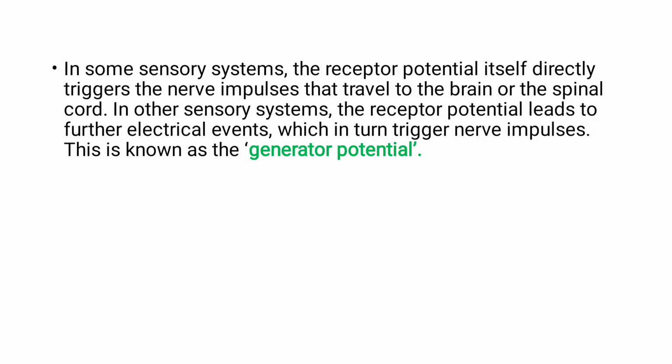In some sensory systems, the receptor potential itself directly triggers the nerve impulses that travel to the brain or the spinal cord. In other sensory systems, the receptor potential leads to further electrical events which in turn trigger nerve impulses. This is known as generator potential. See, in some sensory systems, the receptor potential acts directly on the nervous system, like the brain or spinal cord. But in others, the receptor potential triggers some other electrical events, which in turn trigger the nerve impulses. So this is called as generator potential.